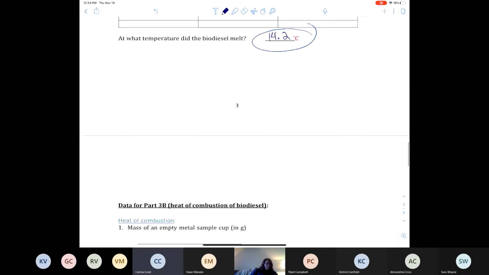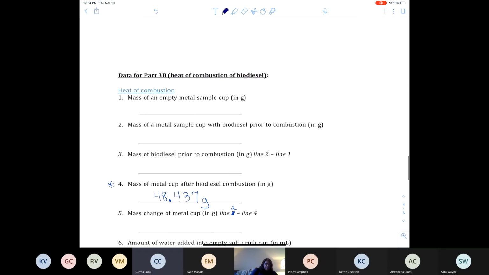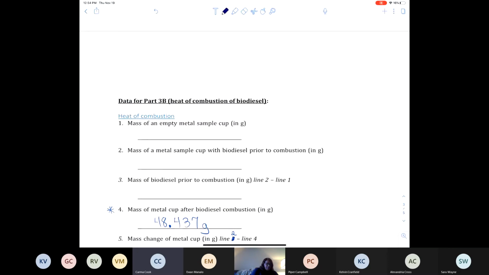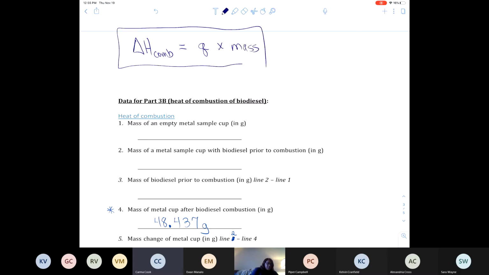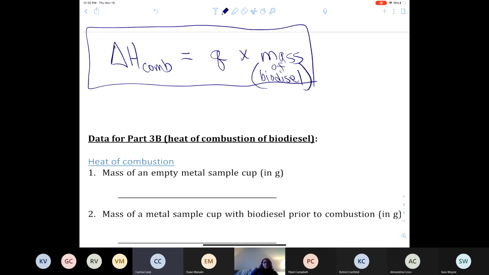And so we're now ready to do the last part, heat of combustion. We talked about heat of combustion in class. So let me just give you the equation. So the mass that we're interested in this equation is the mass of the biodiesel. So we first have to calculate Q.